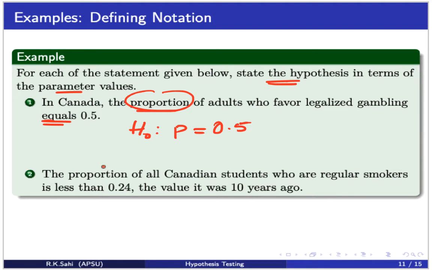Okay. Now, let's look at the next one. It says the proportion of all Canadian students who are regular smokers is less than. That means this problem is giving us the alternative hypothesis, H sub A. And it is again proportion, P. And the less than means strictly less than symbol, 0.24. That's what the question was. Okay, let's look at some more examples.